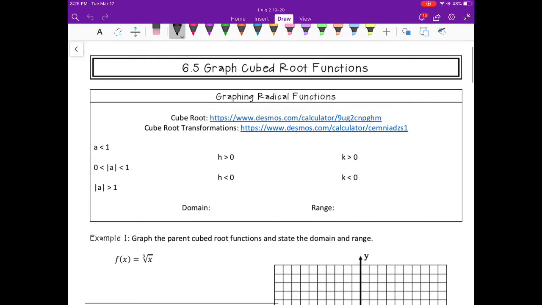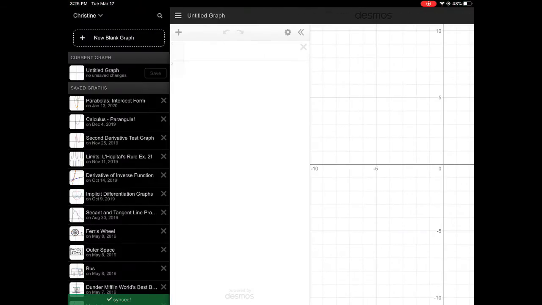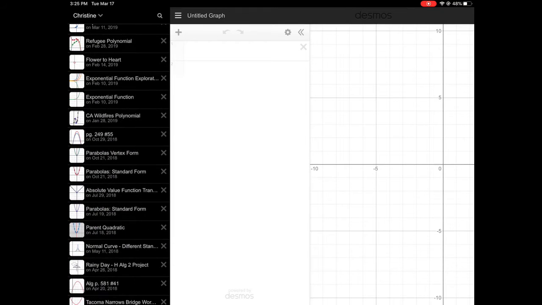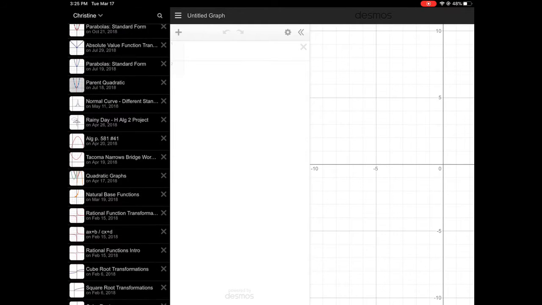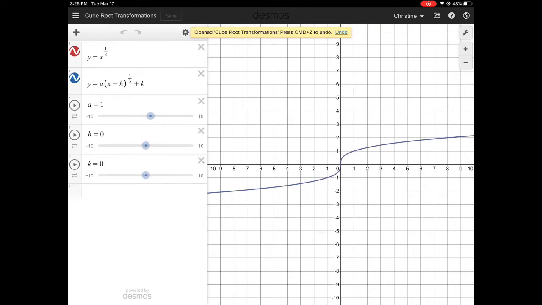So before we begin, I do want to take some time to talk about our cubed root parent function. If you follow those links, and I should have pulled this up ahead of time, but did I? Nope. So if you follow those links, then you can see your cubed root functions. There we go. So this is the one that I called the transformation. So we'll kind of talk about this all together.